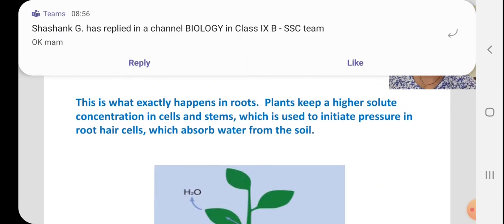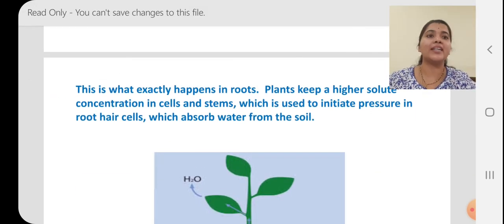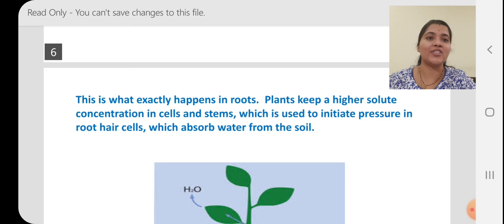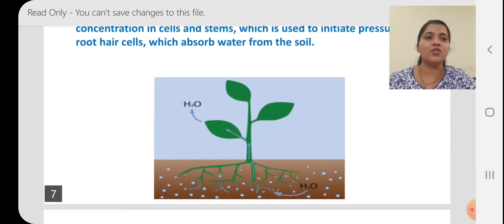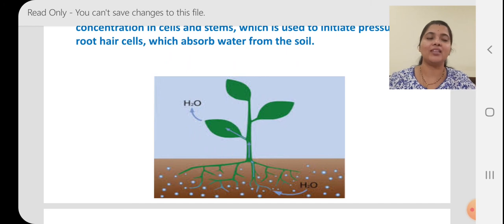So this is what exactly happens in roots, children. Plants keep a higher solute concentration in cells and stem, which is used to initiate the pressure in root hairs, which absorb water from the soil. Because it is high in solute, higher solute concentration, it will absorb water from the soil and all. This is what is happening. See here. Same osmosis principle it is.